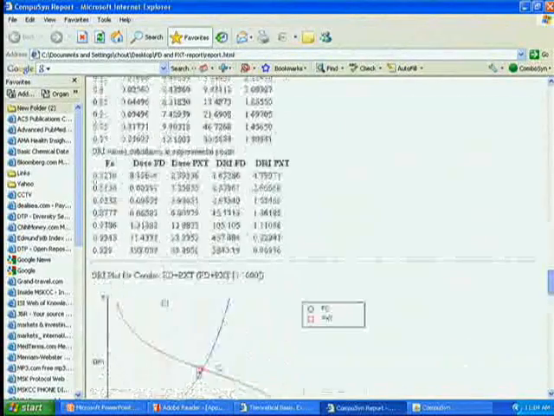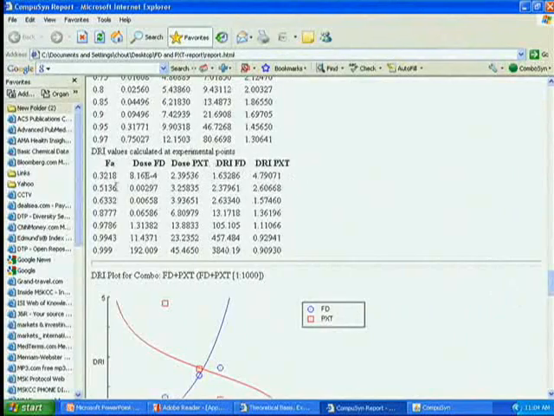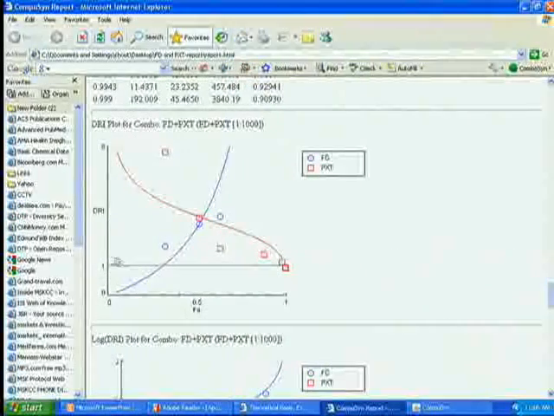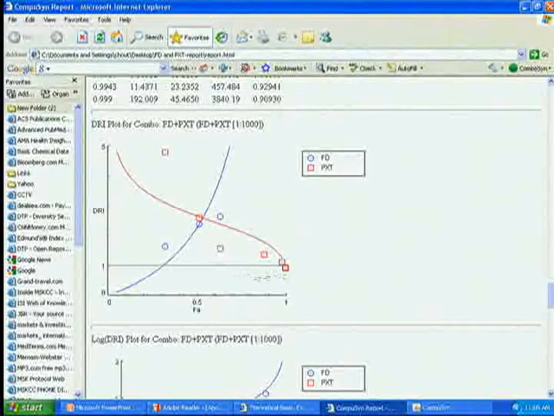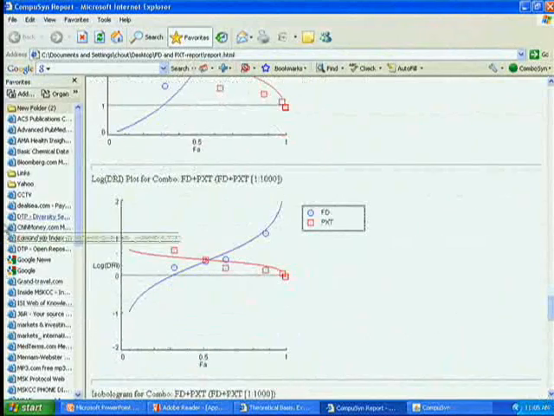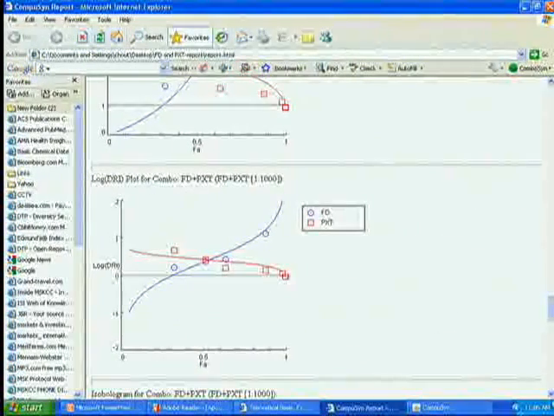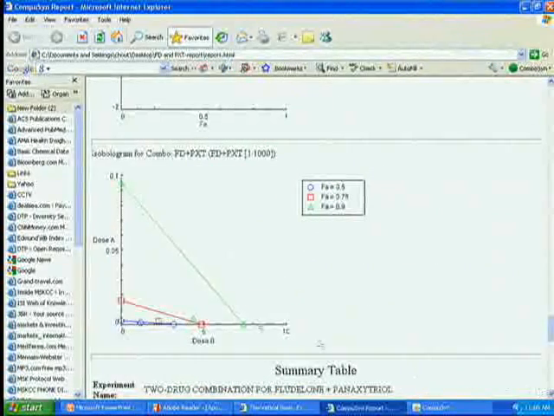Okay, let's go further. It also calculates the dose reduction index at your particular, actual data point. It also graphs the DRI plot here. This is for drug one in the combination, drug two in the combination. One means no dose reduction. Anything above one is dose reduction, which is favorable. If below one, it's not favorable. And they also plot in logarithmic form. And this is the isobologram.